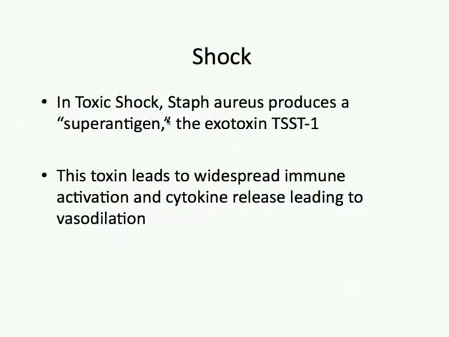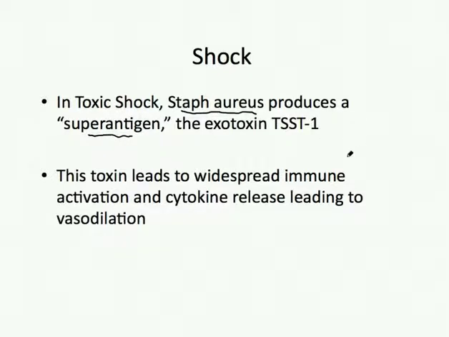So our second form of distributive shock is toxic shock, which is extremely similar to septic shock, other than a slight variation in the causal organisms and the toxin. So in this case, our organism is classically Staph aureus. And Staph aureus produces an exotoxin that is released out into the body, toxic shock syndrome toxin 1. And this toxic shock syndrome toxin works as a super antigen.